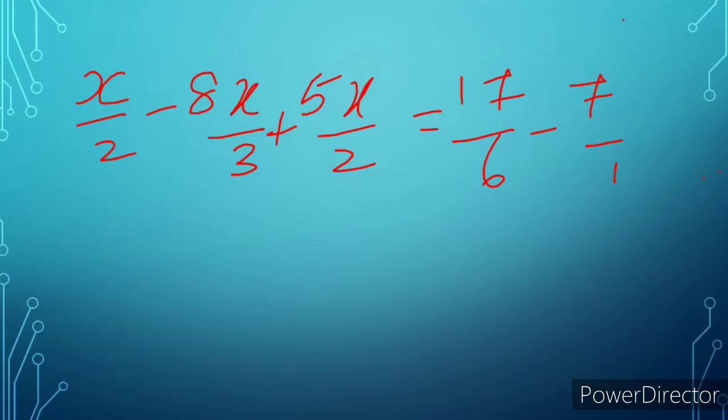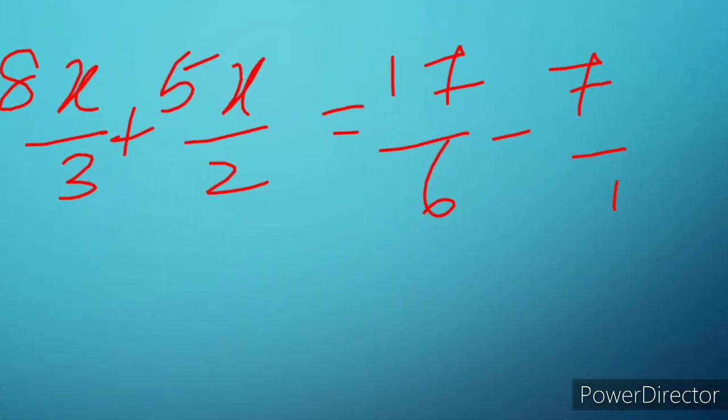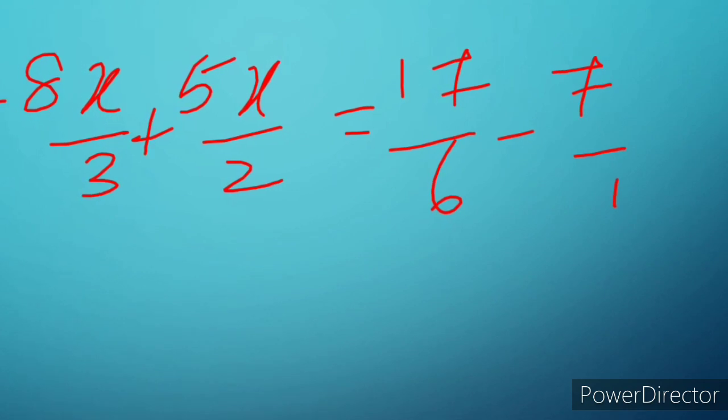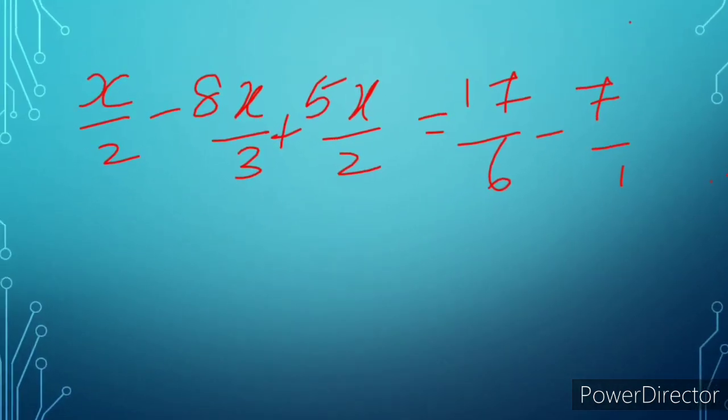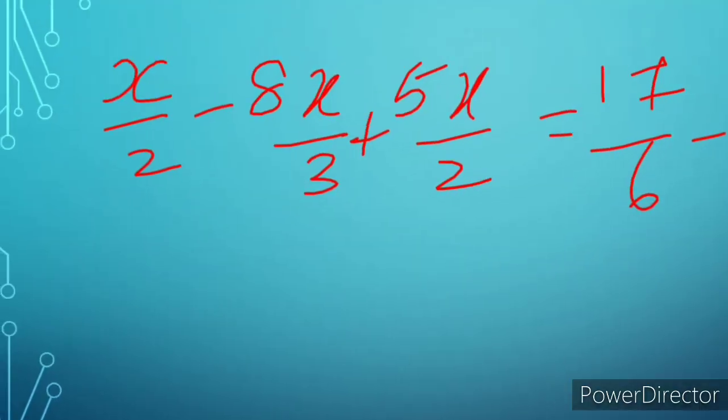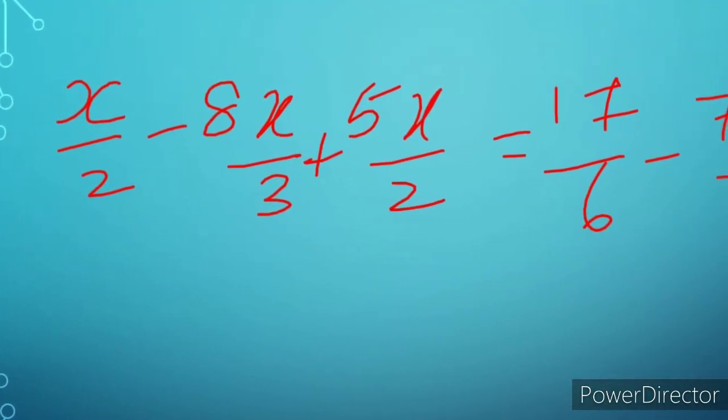Look at this step. I have transposed x variable terms to the left hand side and the number to the right hand side. 7 is not having a denominator, so I put 1 in the denominator, let it be in fraction form. Now on the left hand side we are having 3 fractions. As usual we will take LCM and do.